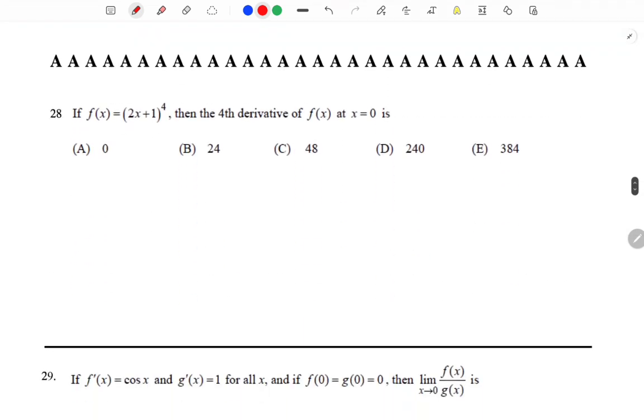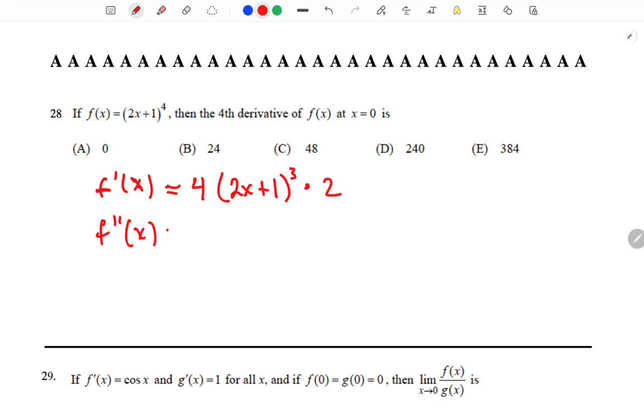All right, next, if f of x equals (2x plus 1) to the fourth, then what is our fourth derivative? So f prime of x, we're going to just look for a pattern here so we don't have to do so much, but this is going to be 4 times (2x plus 1) cubed times 2. Right, f double prime of x. This is going to be 4 times 2 is 8.